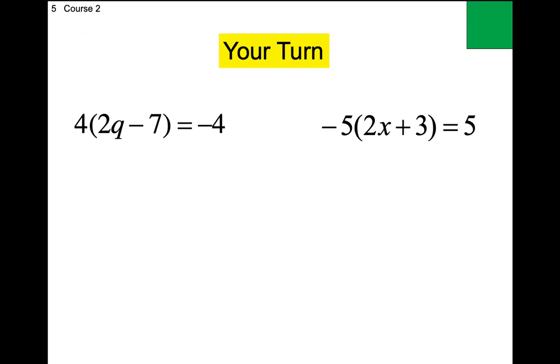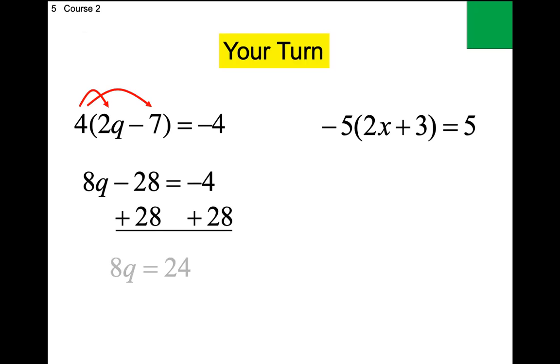All right, first one, distributive property. Let's see. The first arrow gives me 8q. The second gives me -28. Add 28 to -4, and you get 24, right? And 24 divided by 8 is 3. q equals 3.